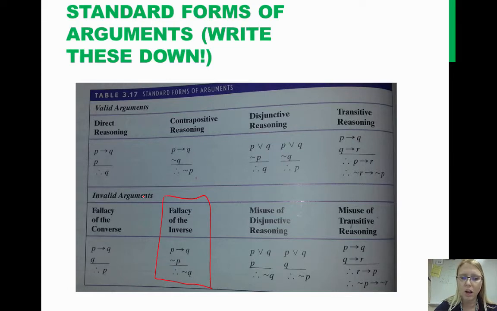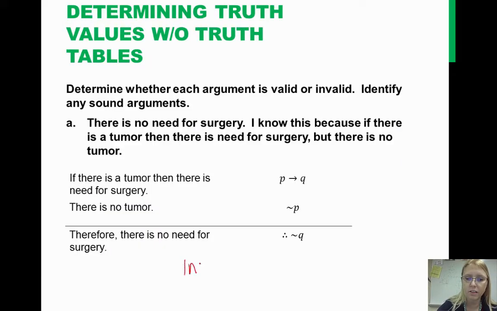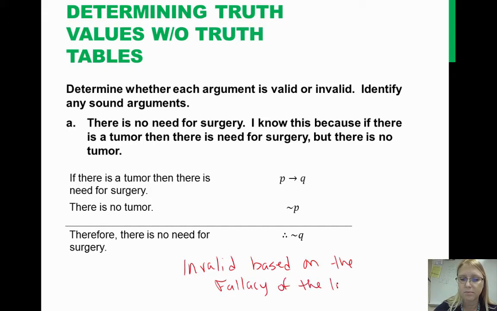So we don't have to go through the whole format of actually looking in the table or making a truth table, because we know that that doesn't work. It's called the fallacy of the inverse. So when we go back to this problem, we can say invalid based on the fallacy of the inverse. All right, so it's a lot simpler. So if you have those 8 things to refer to when you're actually doing these, you'll know that you don't even have to make a truth table for those.